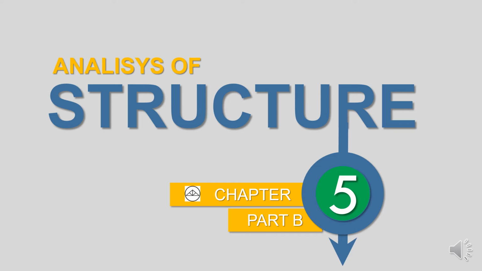Analysis of Structure, Chapter 5, Part D. In this part, we divided into two sections. First section will discuss the extension of Part A, which is the analysis of truss by using method of joint. The second section we will discuss a different method, which is by using method of section.